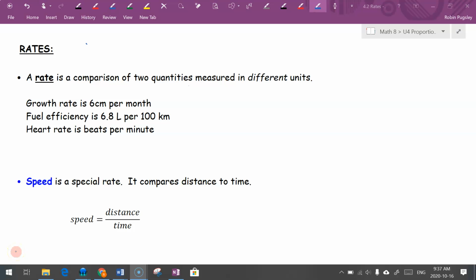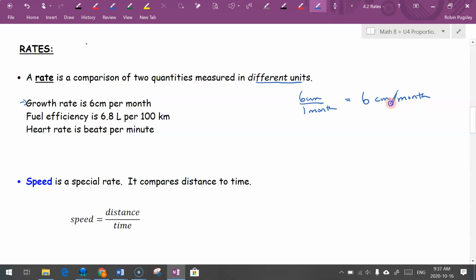In today's lesson, we are going to look at rates. A rate is a comparison of two quantities measured in different units. For example, a growth rate is 6 centimeters every 1 month. You can see here that centimeters and month cannot be canceled out, so I must have my units. And that's why we could write it as 6 centimeters per month.